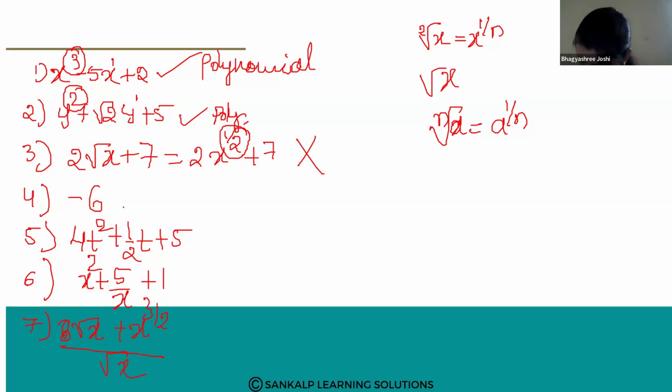Some are saying yes, some are saying no. No, no, no. Why no? Yes, it is a polynomial. Why? Because I can write it as minus 6 into x raised to 0. Exponent is 0. 0 means it is a whole number. Whole number starts with 0. Right? Therefore, x raised to 0 is a whole number. Therefore, it is a polynomial. Why are you saying no?